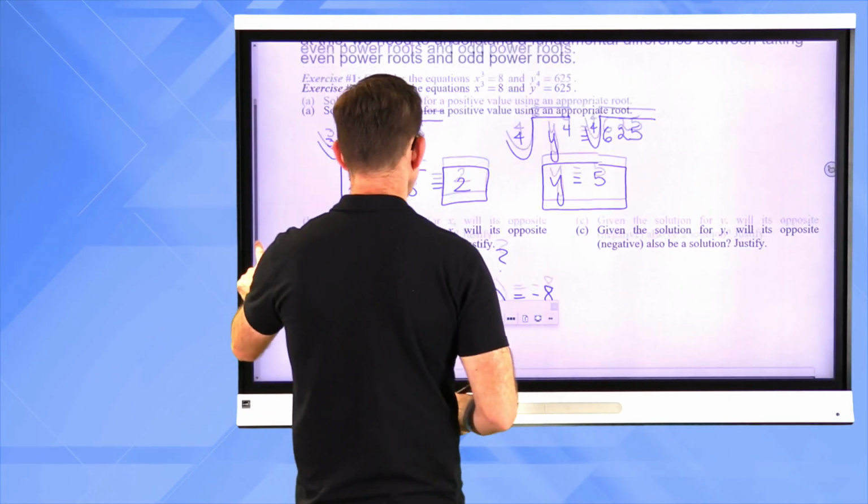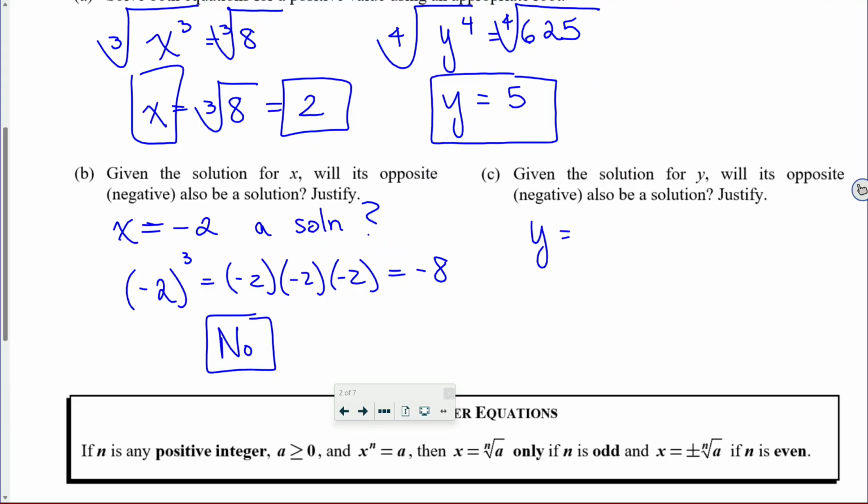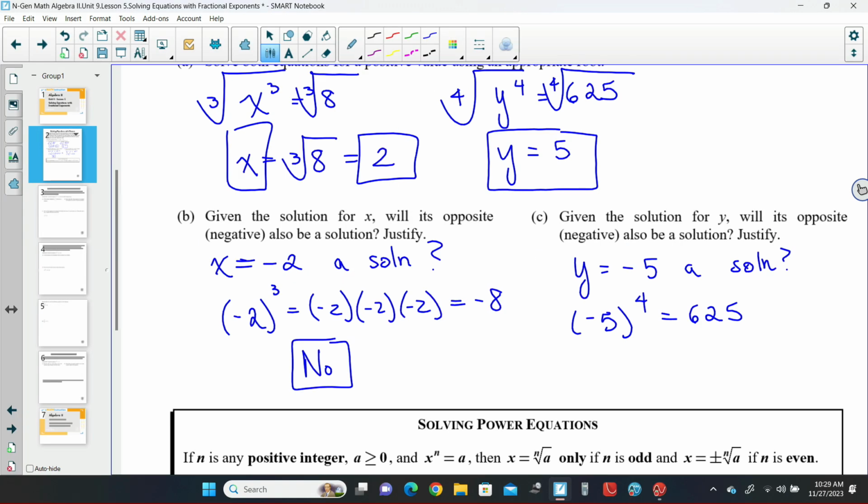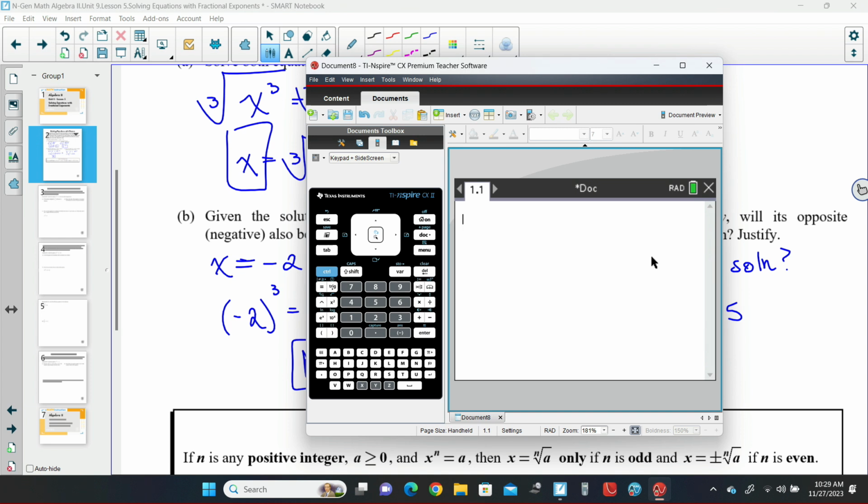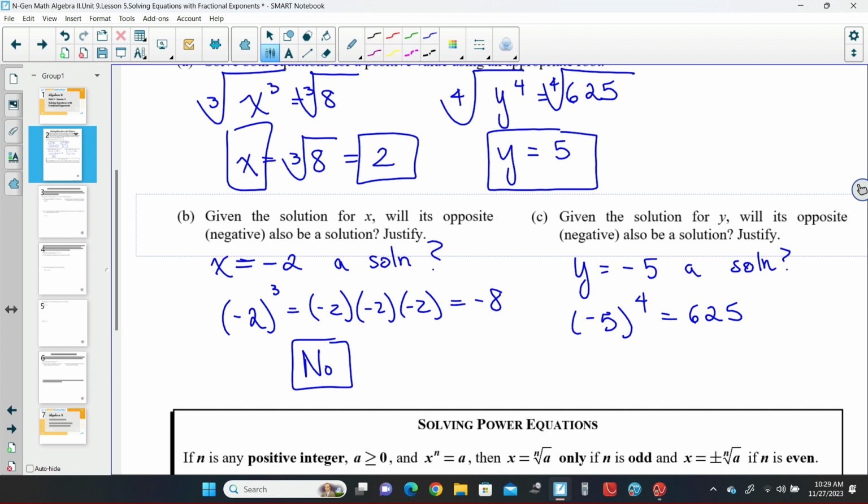Okay, let's take a look. Is y equals negative 5 a solution? The question is, does negative 5 to the fourth equal 625? If you don't want to do that by hand, you can take your calculator out. You just have to be careful to make sure that you have parentheses around your negative 5. Raise it to the fourth power and you get 625. So yes, 625 equals 625.